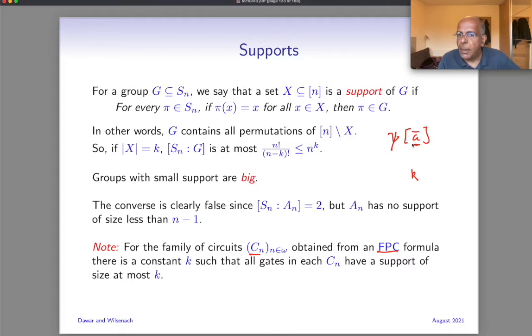But now look, the k elements that appear in this tuple A bar form a support for this gate in the circuit Cn. Because we have one such gate for every possible k tuple, and any permutation of the elements 1 through n which leaves this tuple fixed doesn't change this gate, right? So the support of the gate is simply those elements which appear inside the tuple A bar, and there is a constant size bound on the size of them. Okay, so the families of circuits we get from FPC formulas do have this property that the stabilizer group of every gate has a constant size support.